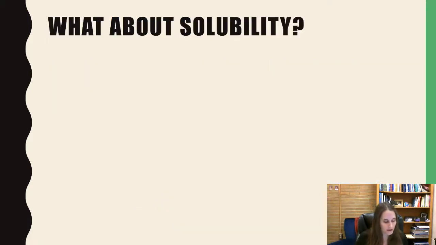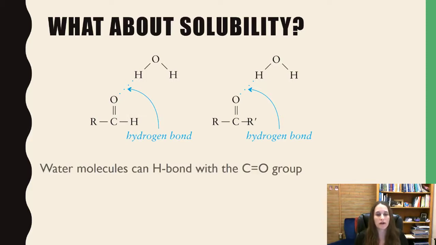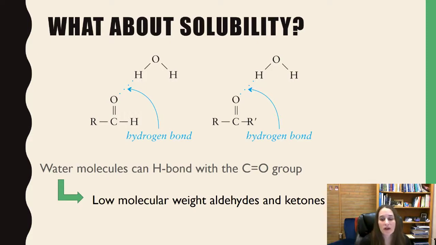So what about solubility? Again, pause and make a prediction based on what you know about water, polarity, and solubility. Water can hydrogen bond with them. Now they don't hydrogen bond with each other. We don't have intermolecular hydrogen bonding, but a water molecule can bond with that polar group through hydrogen bonding. The hydrogen will be attracted here. Therefore, smaller ones are going to be soluble in water.